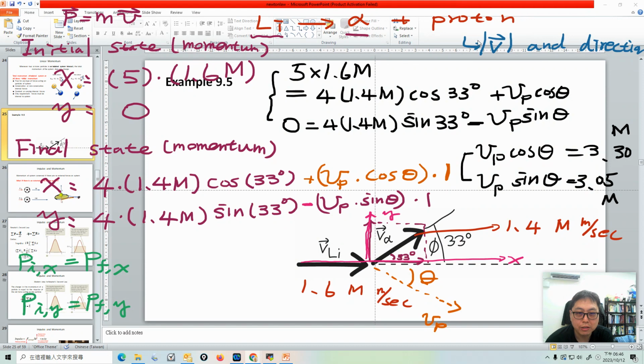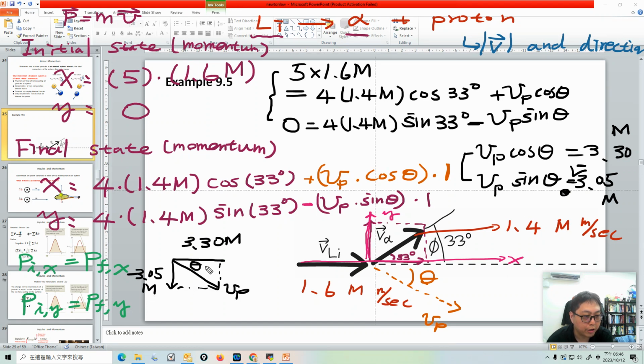Okay, it's mega. Your Vp cosine theta is 3.30 mega. Your Vp sine theta is 3.05 mega. So let me tell you this: if this is Vp, your cosine theta component is 3.3 mega, and the y component is, oh yeah, it's minus. I forgot. It should be a minus. Be careful. It's minus 3.05 mega.